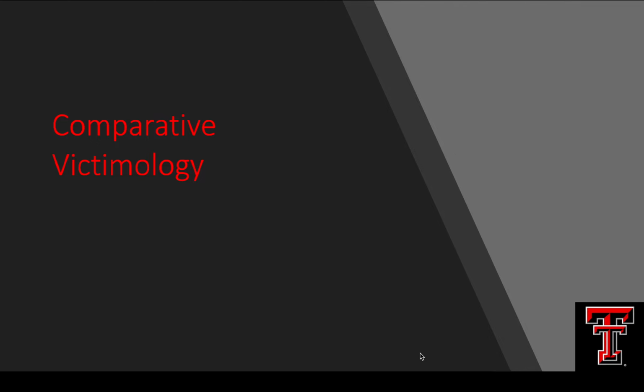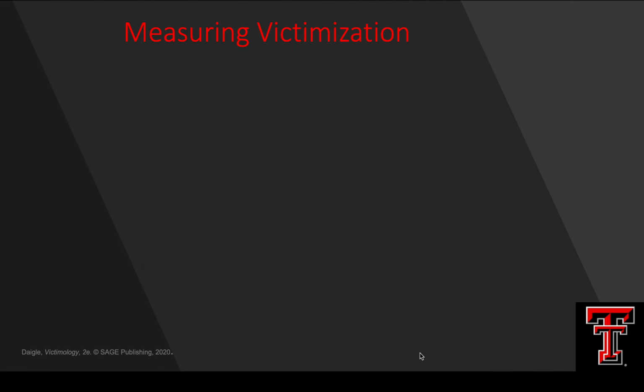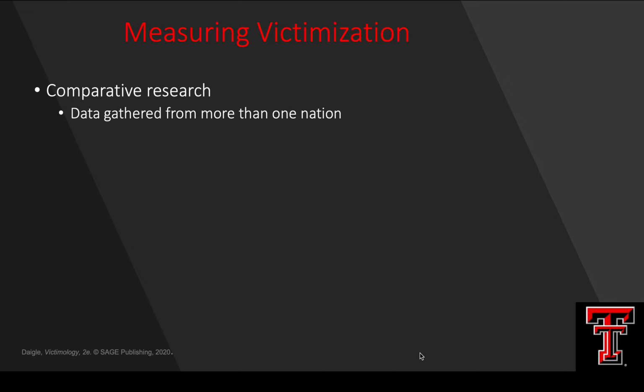PowerPoint for Chapter 13 of our textbook, Comparative Victimology. So what is comparative research? This is data gathered from more than one nation. Instead of just looking at the victimization that happens in the United States, which is what we've been doing so far in this course, comparative research looks at victimization in different countries and then compares them.